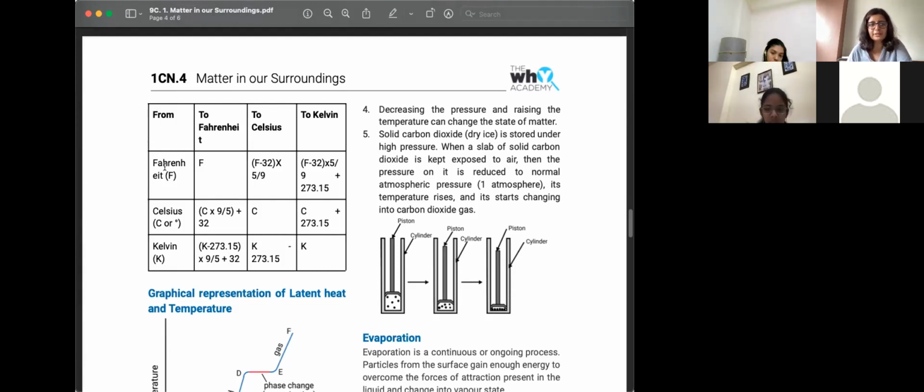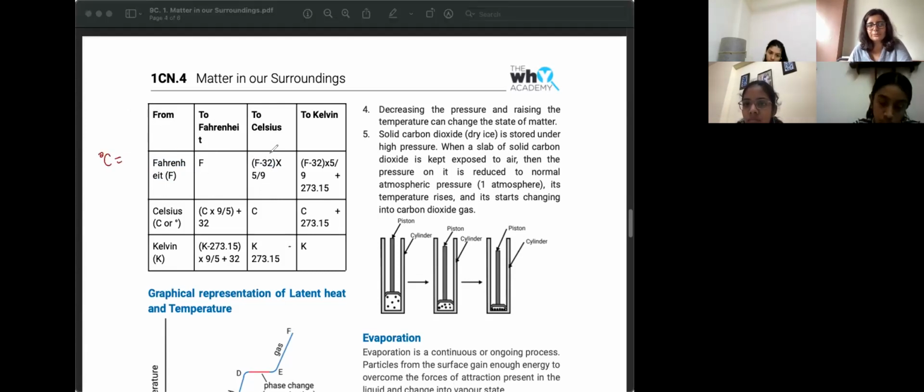So if you want to convert Fahrenheit to Fahrenheit, like 3 degrees F will be 3 degrees F only. If you want to convert Fahrenheit to Celsius, this is how you read this table. So degrees Celsius will be equal to, this is the formula: whatever temperature you have in Fahrenheit, minus 32, this whole thing is multiplied by 5/9. And if you want to convert Fahrenheit to Kelvin, basically convert to Celsius and add 273.